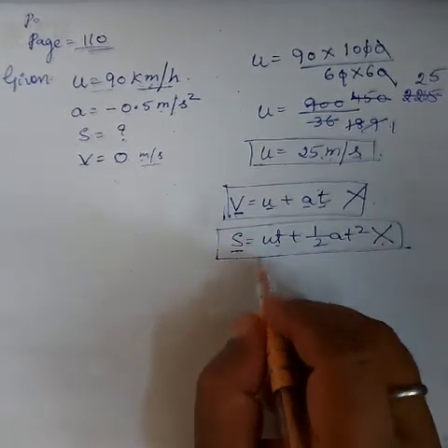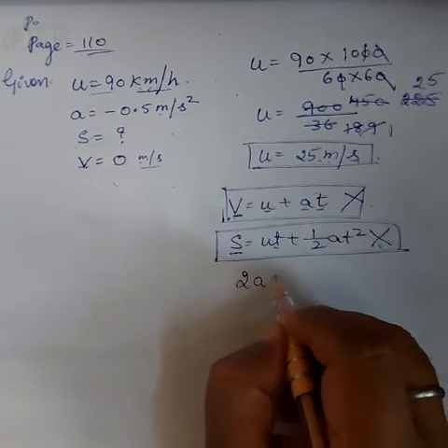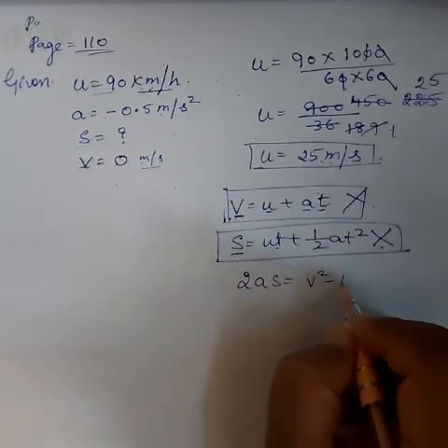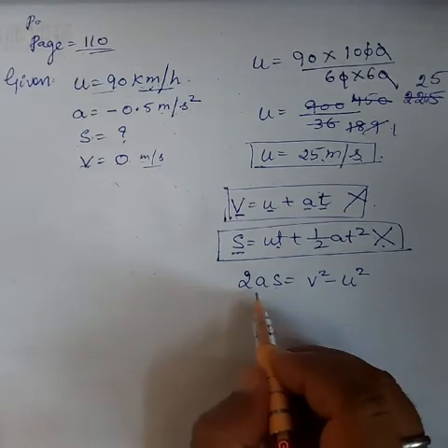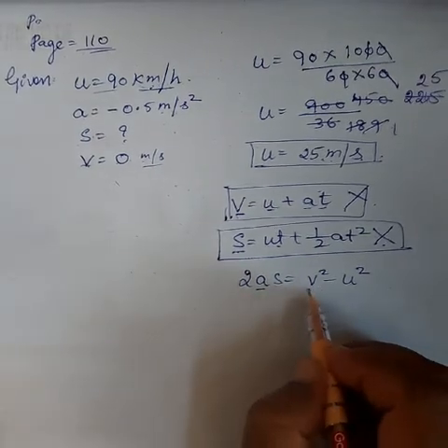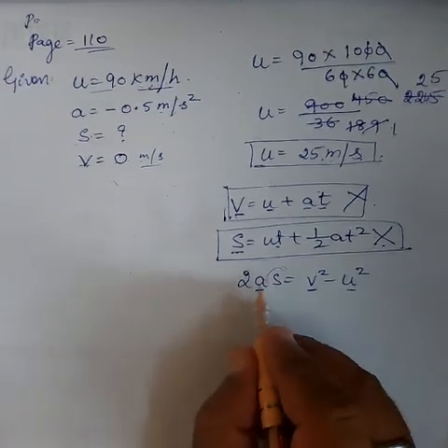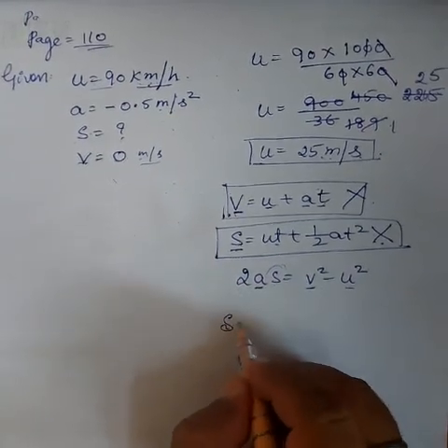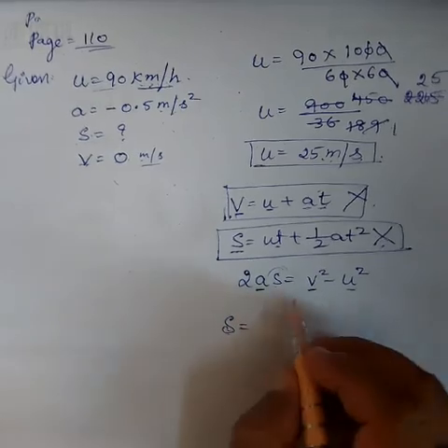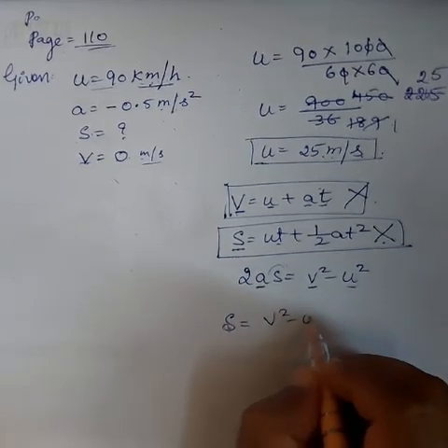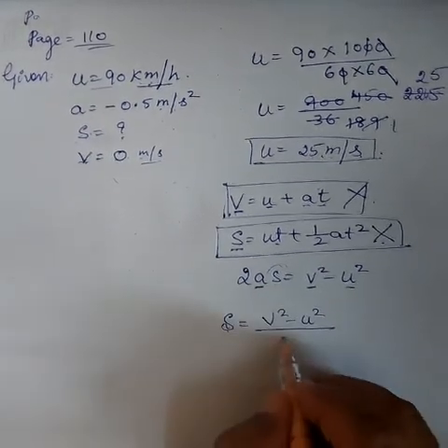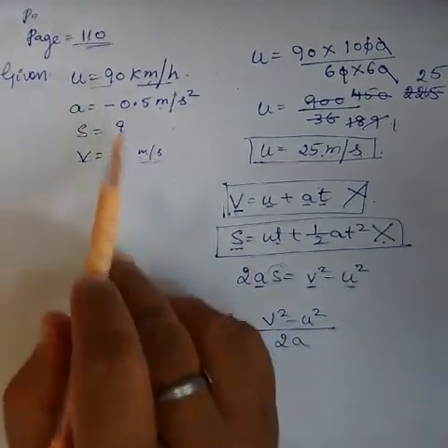Now we go to the last formula, that is 2as is equal to v square minus u square. So here a is given, v is given, u is given. What do we find out? s is to be found out. So we separate s on the LHS side, that's v square minus u square upon 2a. Okay, now you put these values.